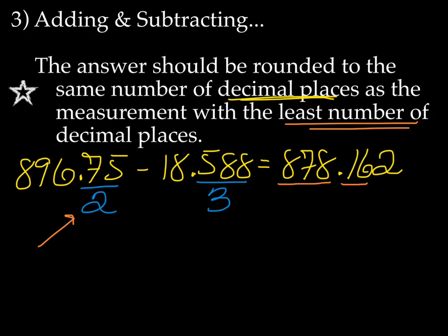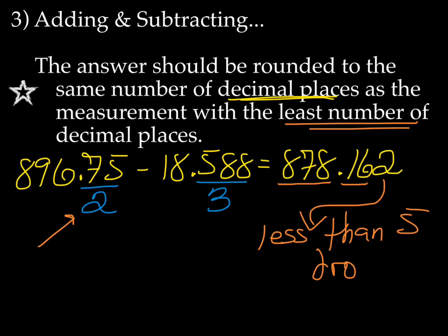So we need to figure out what to do with the 2, how to round. Our 2 is less than 5. So what do we do with a number that's less than 5? We drop. So our final answer is going to be 878.16.